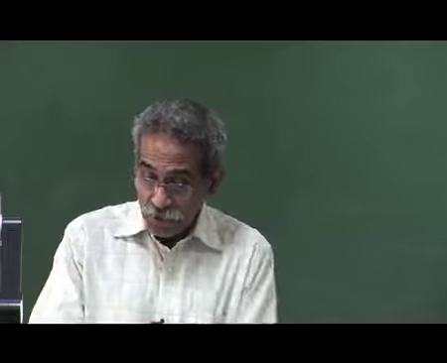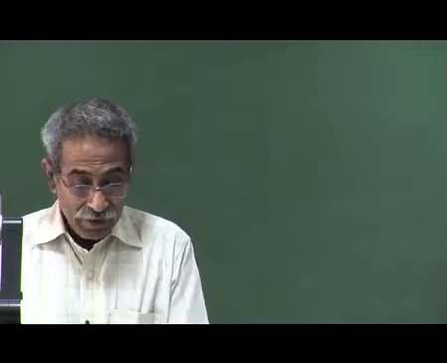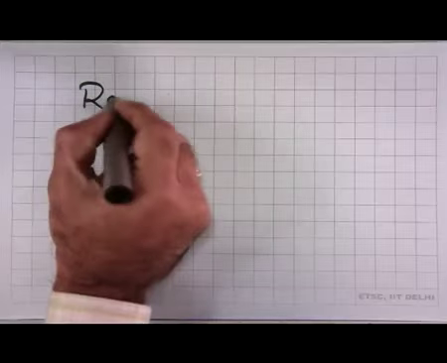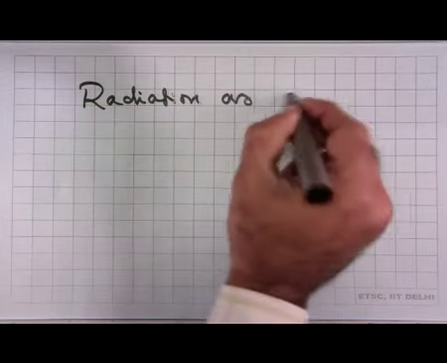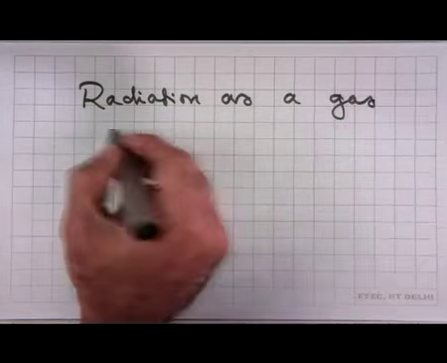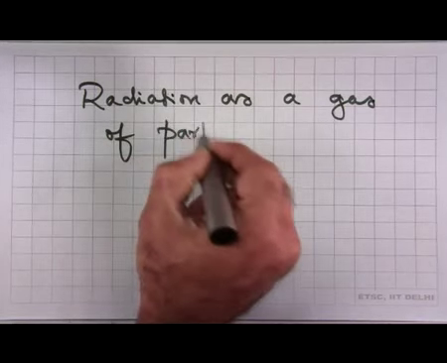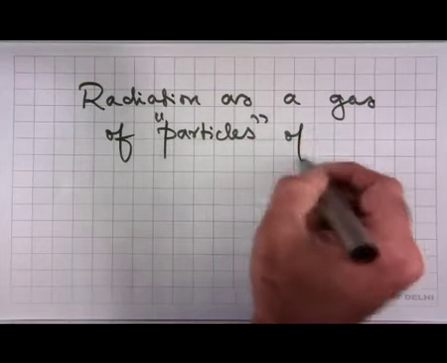So what you would like to imagine, and that is what Planck did, is to say that I will look upon my radiation as a gas of photons, a gas of particles of light. This is a very crude language, but never mind.